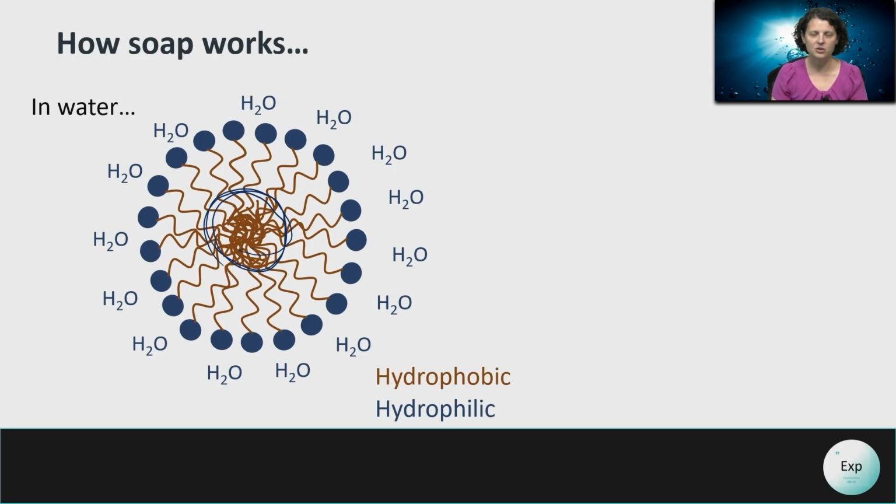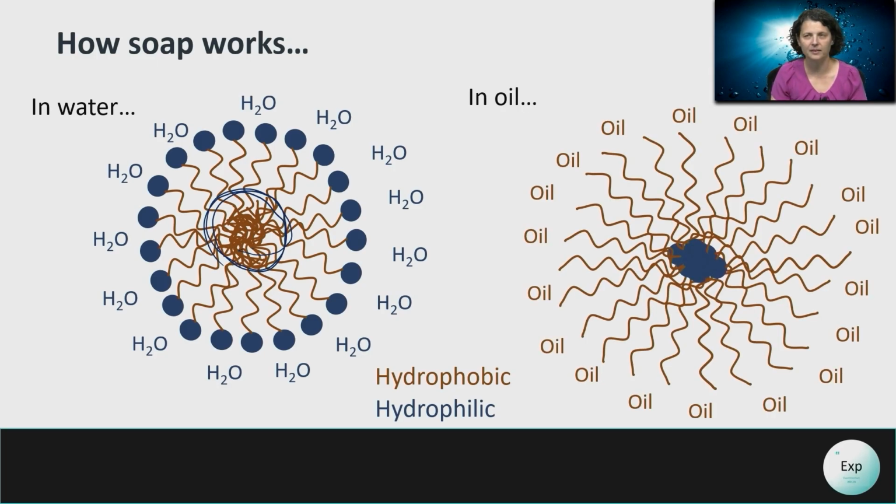Now, another application is in oil. And in that case, the micelles are simply oriented differently. The outside is going to be the hydrophobic tail of the carboxylate salt, and that one will interact readily with oil. And on the inside, in the middle, we're going to have the hydrophilic side, which will like water.